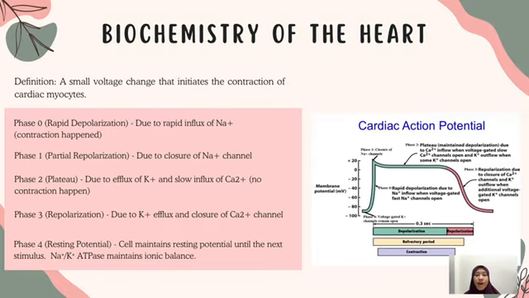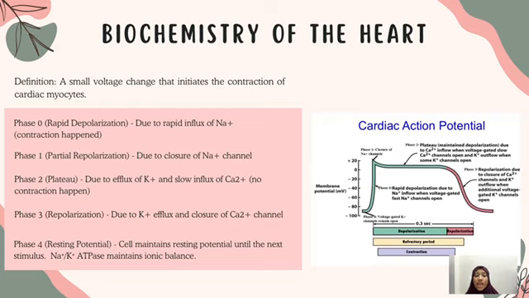Next, I'll be talking about the biochemistry of the heart, specifically the cardiac action potential. The definition of cardiac action potential is a small voltage change that initiates the contraction of cardiac myocytes. Cardiac muscle contraction is driven by electrical signals called action potentials, which happen in 5 phases. The first is phase 0, rapid depolarization. In this phase, sodium rushes into the cell, making it positive, which starts the contraction. The next is phase 1, partial repolarization. Sodium channels close briefly, causing a small drop in voltage, getting the cell ready for the next phase.